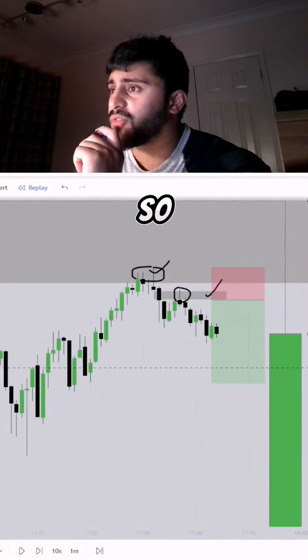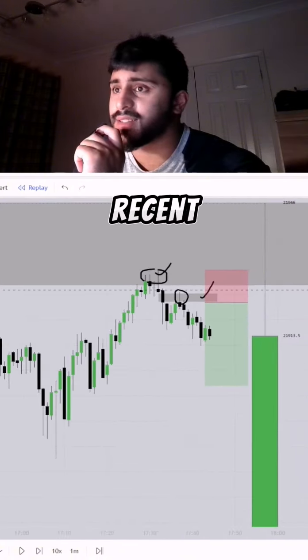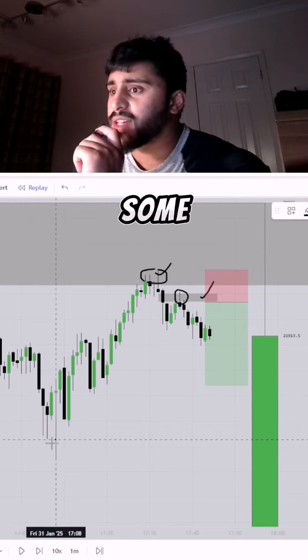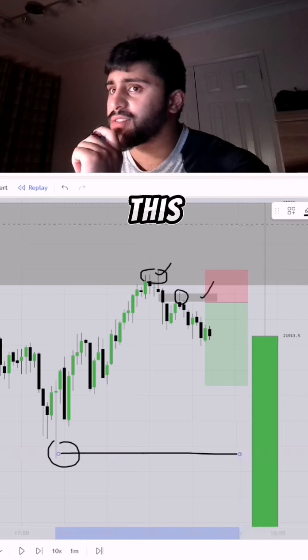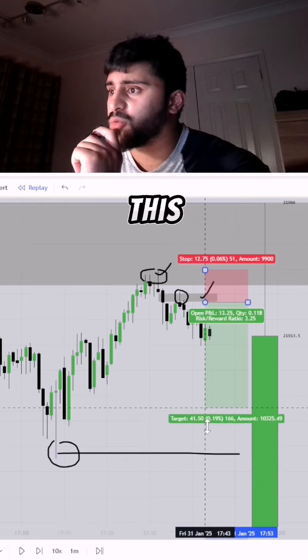Well, it's really simple, right? The first place you want to be targeting is the most recent data low. So we have some data lows down here. As you can see here, this is going to be our first overall target, right? So this will be our first target.